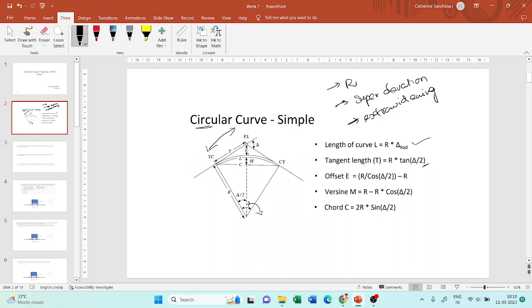Offset E is the distance from the apex, from the deflection point to the center of the curve. Versine is the distance from the long chord to the highest point of the curve. And C, which we saw just now, is the long chord. Now we will solve problems related to this.